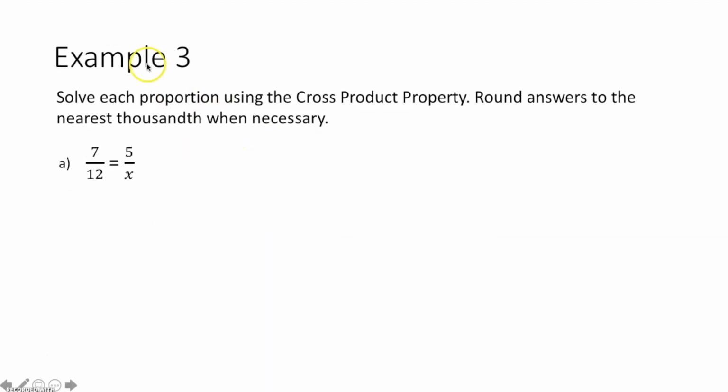Now example 3 says solve each proportion using the cross product property, round answers to the nearest thousandth when necessary. So here we have our proportion. When it says using the cross product property, what does the cross product property say? It says that all we do is multiply across and set those products equal to each other. So we're going to do x times 7 is equal to 12 times 5.